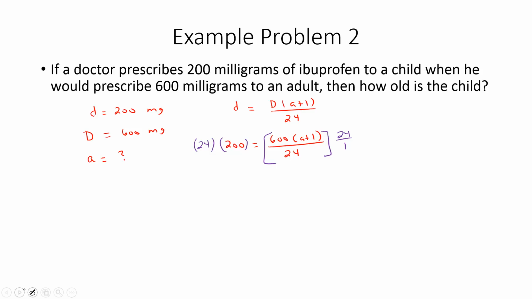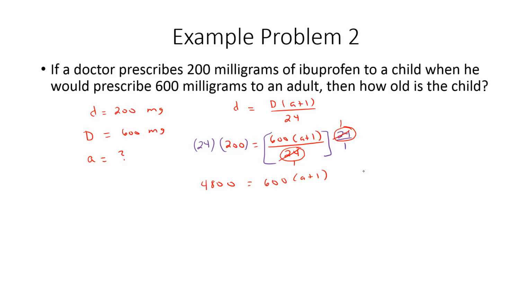So now on the left hand side, 24 times 200 is 4800. On the right hand side, since I have this 24 in my denominator and that 24 in my numerator, they would cancel each other out. That's the whole reason I multiplied by 24. It's so I could clear my denominator. Now in this particular step, you could go ahead and divide both sides by 600 if you choose to, but I'm going to stick to the procedure that I presented earlier.